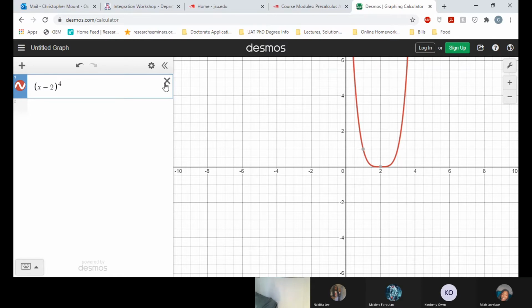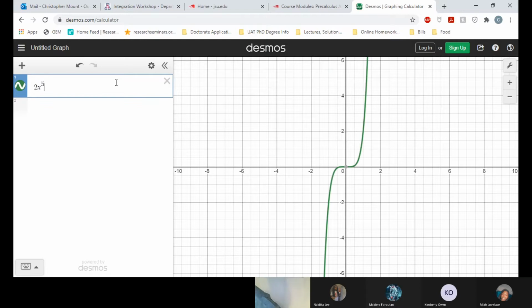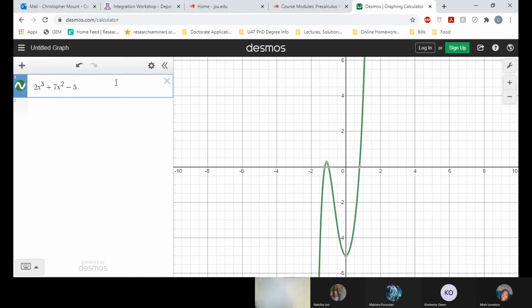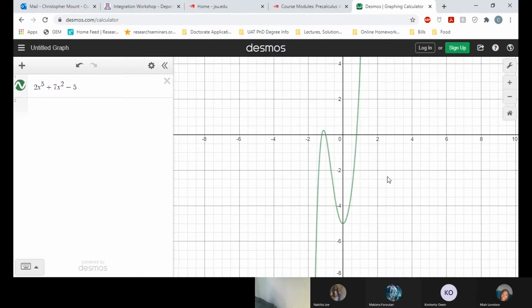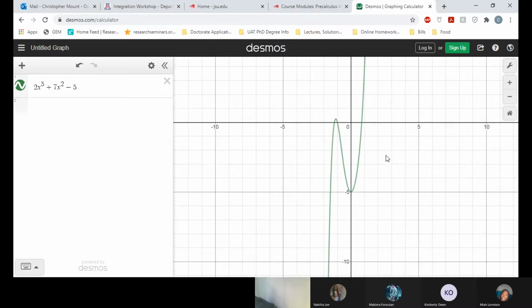So let's go on to part C, which is 2x to the 5th plus 7x squared minus 5. Now, this one is the first one that I feel like looks pretty wacky.